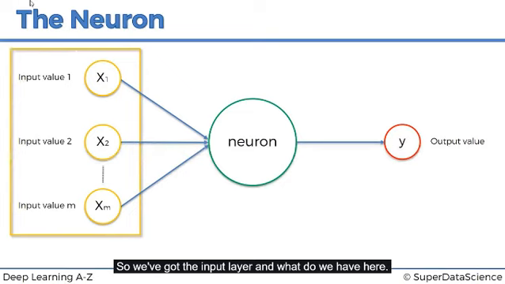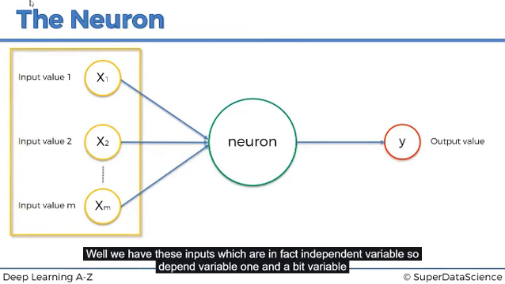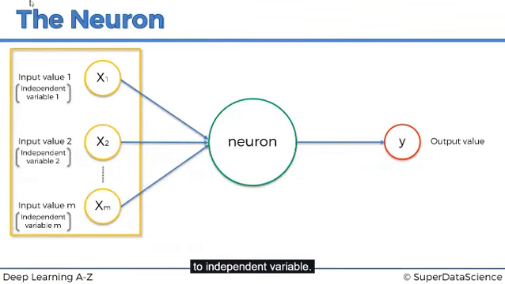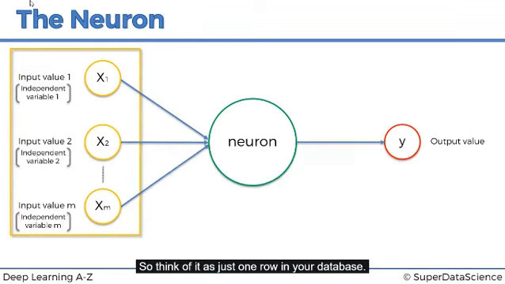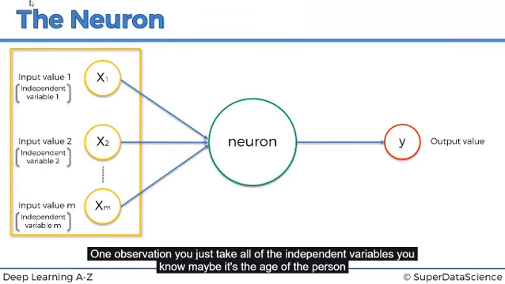So we've got the input layer. And what do we have here? Well, we have these inputs, which are in fact independent variables: independent variable 1, independent variable 2, independent variable m. And the important thing to remember here is that these independent variables are all for one single observation. So think of it as just one row in your database, one observation.